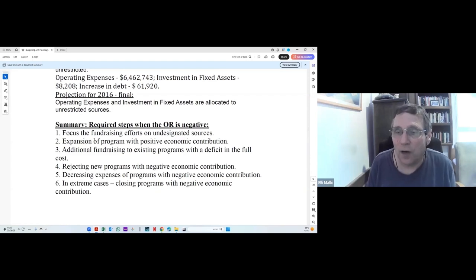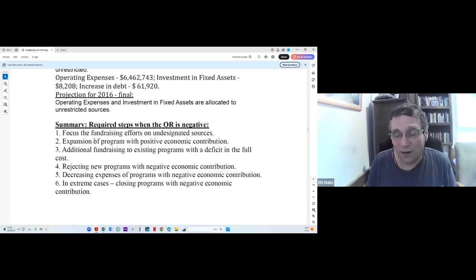Number 3, additional fundraising for existing programs with a deficit in the full cost. If we go back to our presentation to donors, remember that every program which shows a deficit does not necessarily have a negative economic contribution; it can have a positive economic contribution, but still a deficit. If we can fundraise for this program from restricted sources, we can allocate more unrestricted sources to our operating reserve. So steps 1 to 3 don't involve pain. They don't hurt. They just put more focus on our fundraising effort.